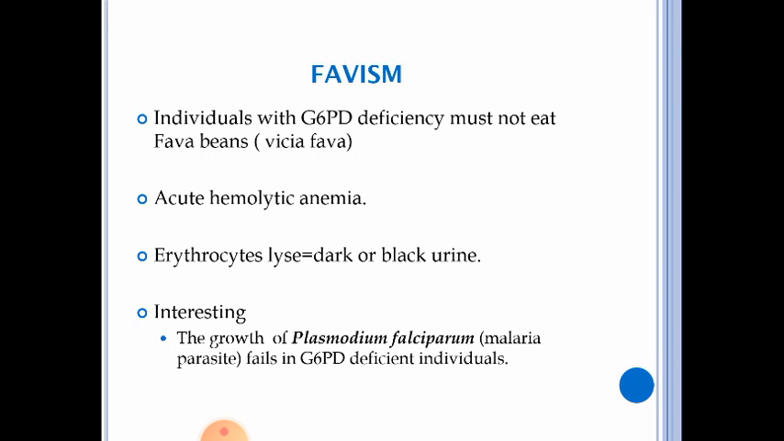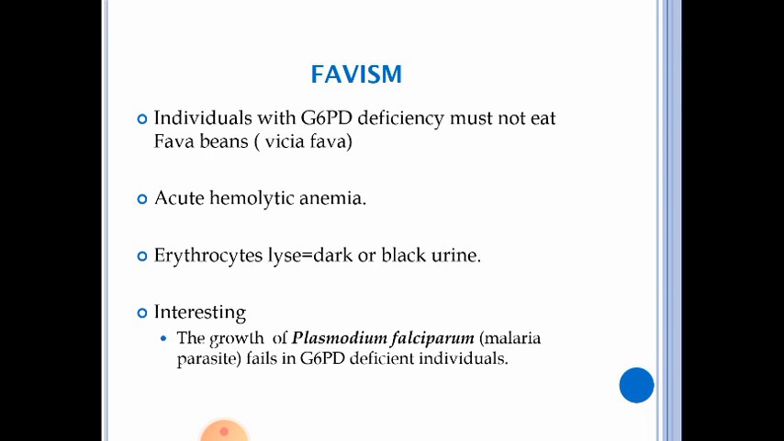This G6PD deficiency is also causing favism. Individuals with G6PD deficiency must not have fava beans. Fava beans should not be eaten by the individuals who are having G6PD deficiency. It can cause acute hemolytic anemia due to the lysis of RBCs, erythrocytes lysis, and it can lead to dark or black urine. Fava beans should not be consumed by individuals having G6PD deficiency.